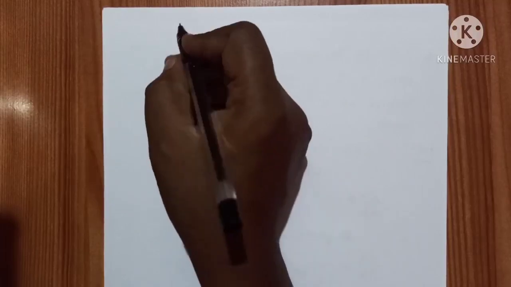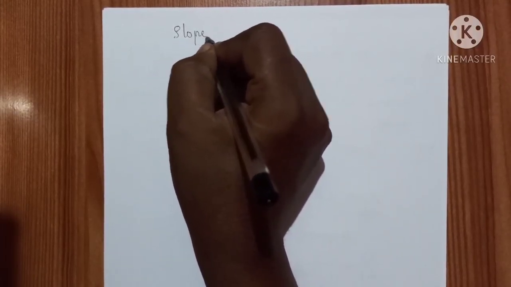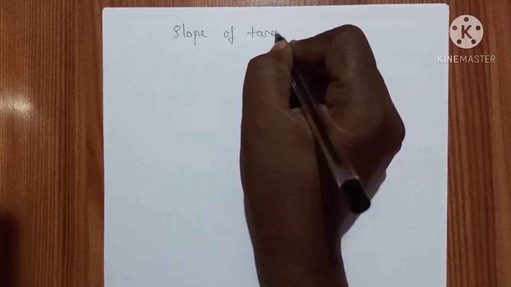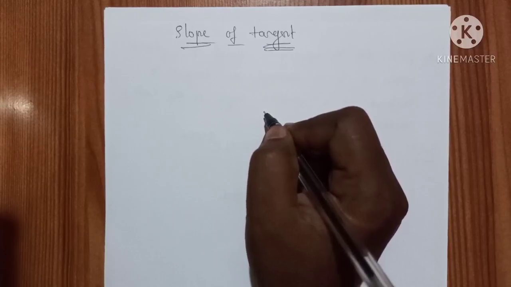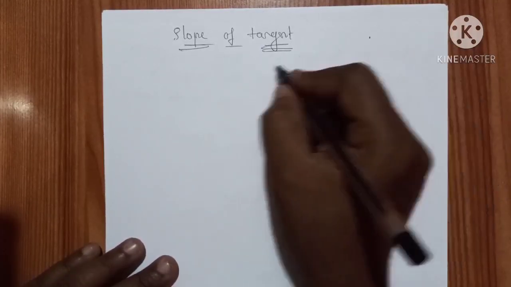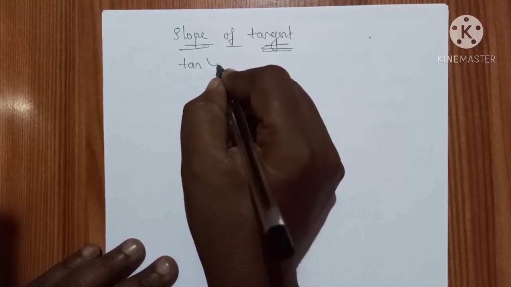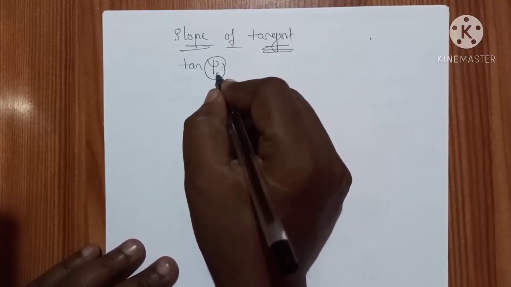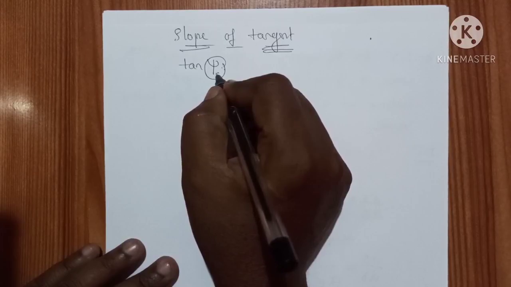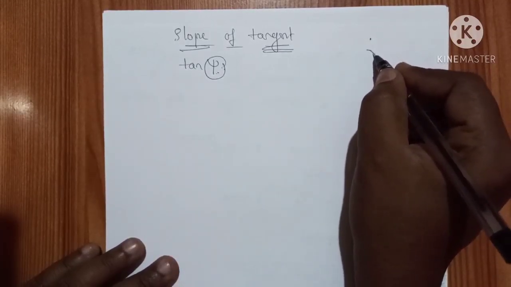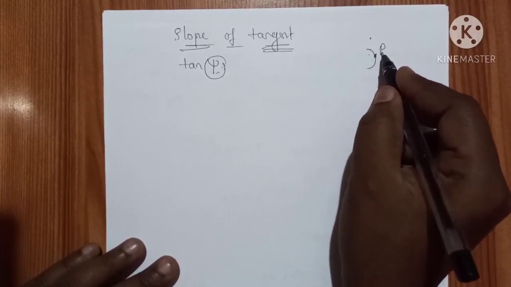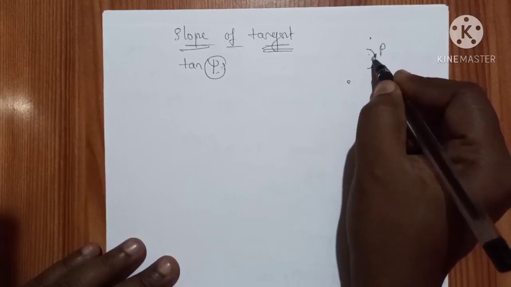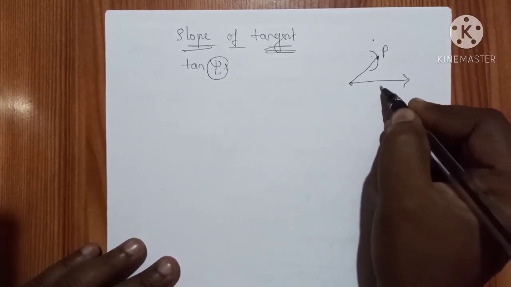Next we have different types of problems on the same, that is, we have to find the slope of the tangent. So by using the same method, we know that the slope of the tangent is given by tan psi. Here psi is the angle made by the tangent with the initial line. That is, in the derivation we have seen that here our curve and point P. So here our pole O and this is the initial line.